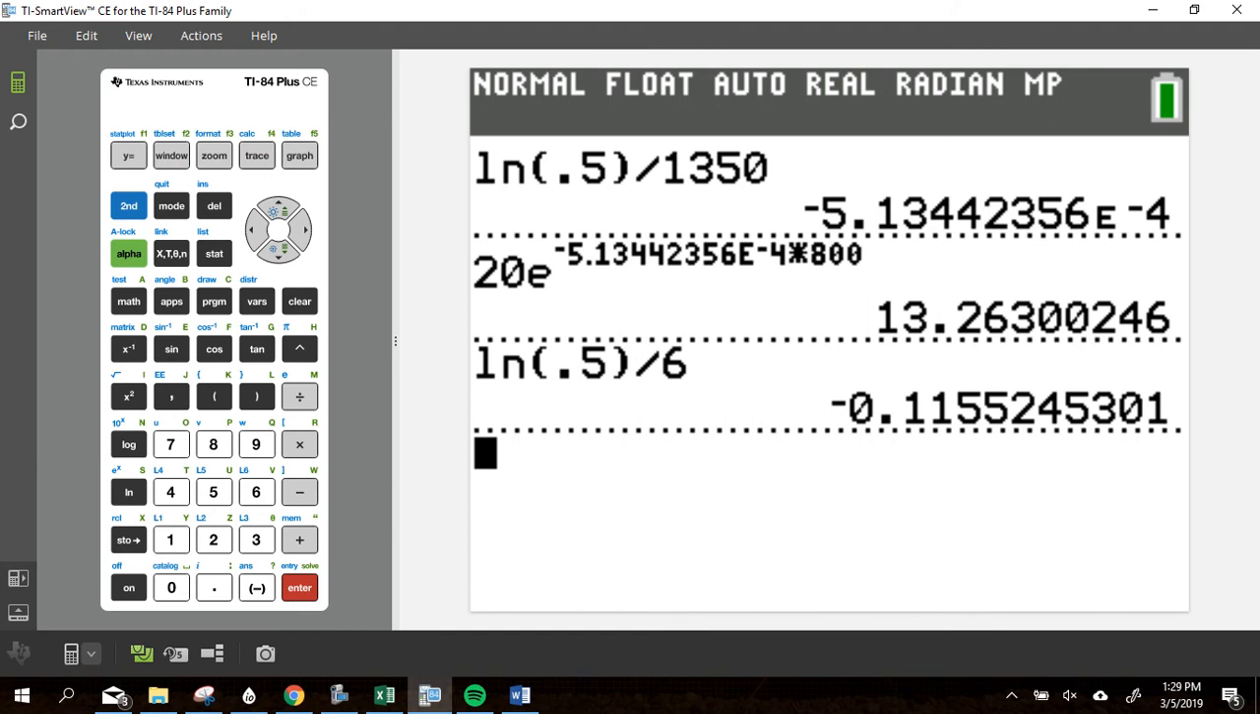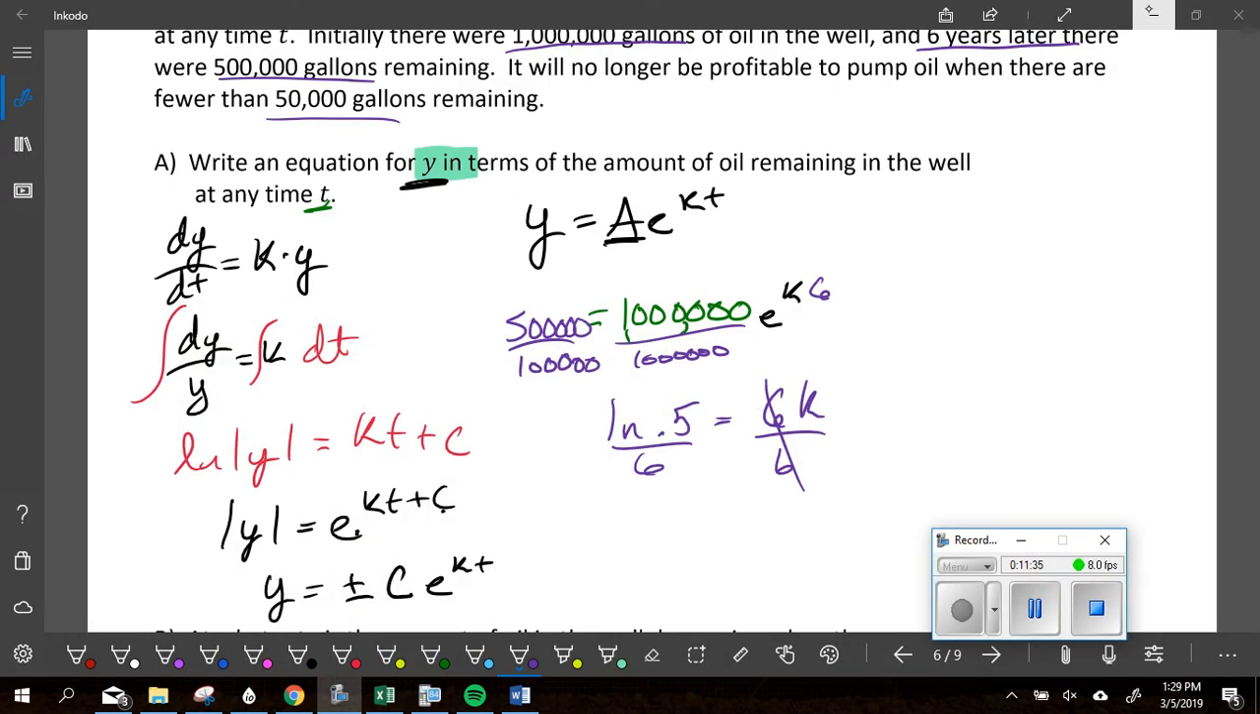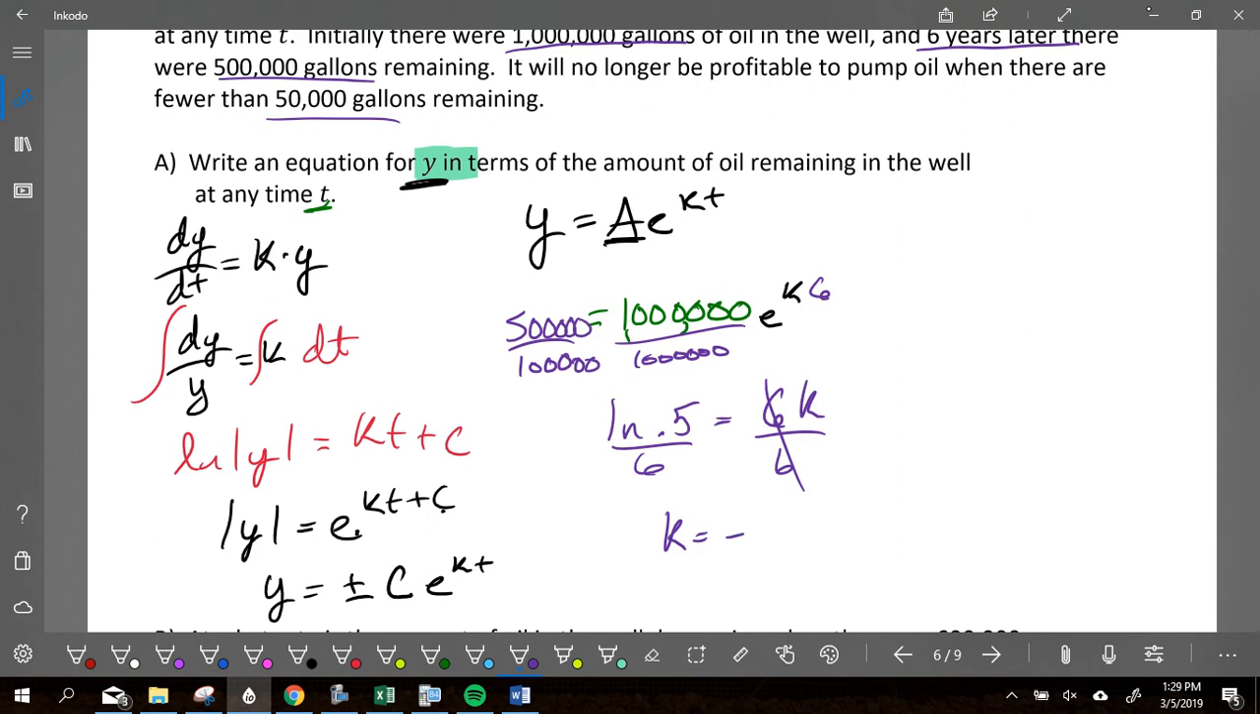It's negative because I'm decreasing. The amount of barrels or gallons is going down. I do not want to round that number at all. All right, so right now, I'm going to make sure that I keep it as many decimals as I can. So k is equal to negative 0.11552... It's not ending. Okay, if this were a free response question, I could round it, but it's in the middle of my question right now, so I'm going to leave it.